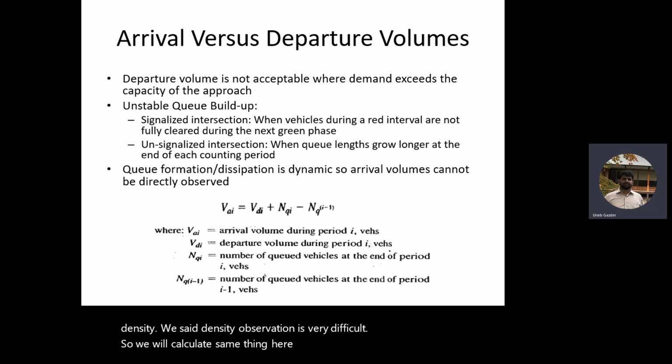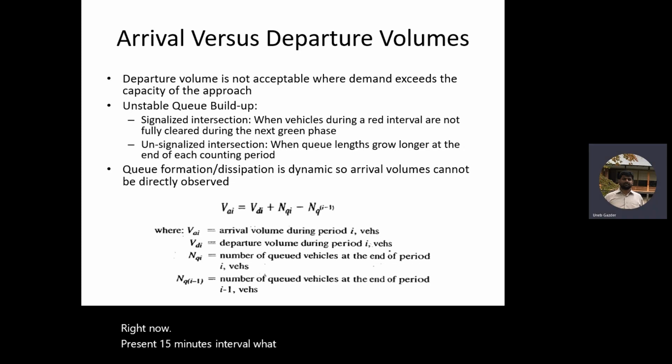We will calculate arrival volume, VA. I is indicating the time interval. You remember we did it for a 15 minute interval, right? So I is one 15 minute interval, the present 15 minute interval.